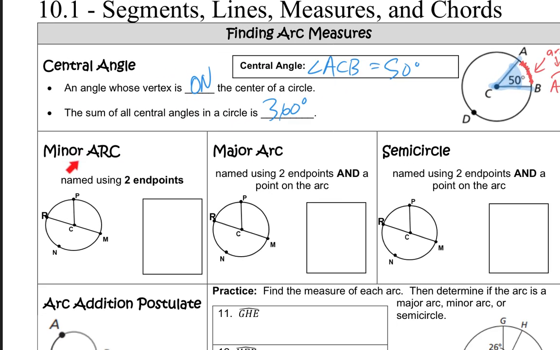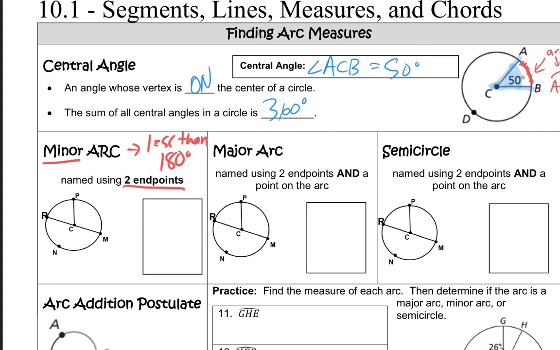So we have what's called a minor arc, a major arc, and a semicircle. And it depends on how large that is. So minor, you would think is smaller than a major. So a minor arc is going to be less than 180 degrees. Okay, so less than 180 degrees. That's going to be minor. Okay, so a minor one, we're going to use two endpoints.